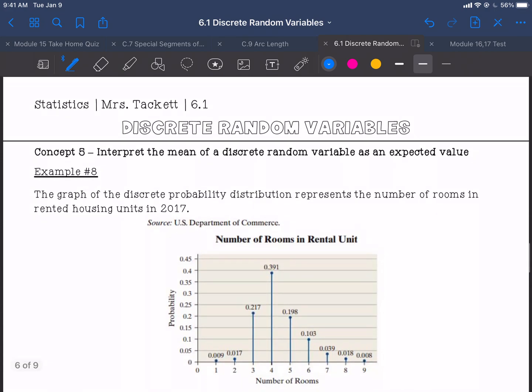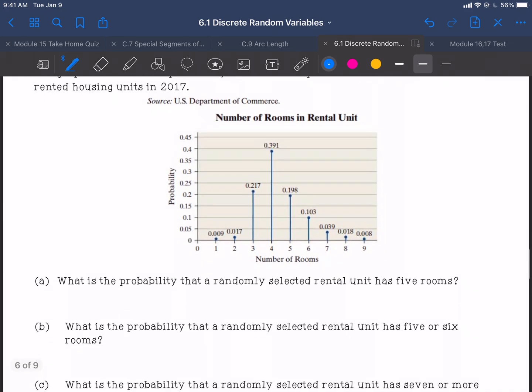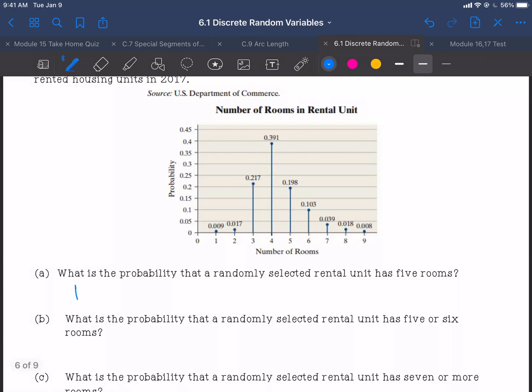Okay, so objective 5 says to interpret the mean of a discrete random variable as an expected value. So here in example 8, the graph of the discrete probability distribution represents the number of rooms in rented housing units in 2017. So part A, what is the probability that a randomly selected rental unit has 5 rooms? We're finding the probability that lowercase x is equal to 5. So 5 rooms, its probability is 0.198.